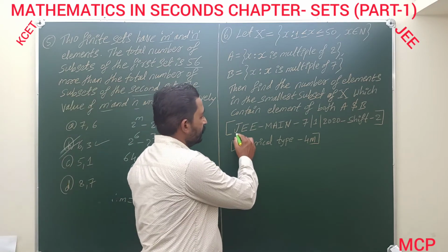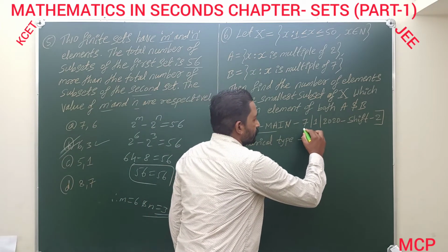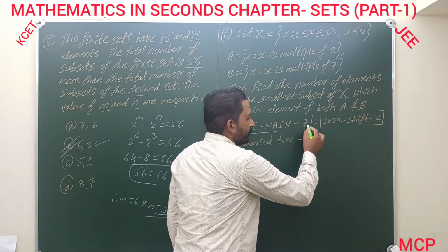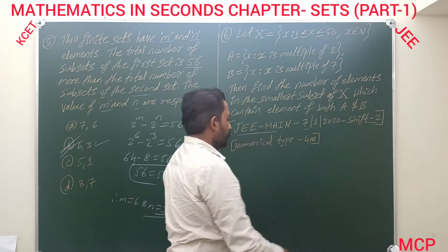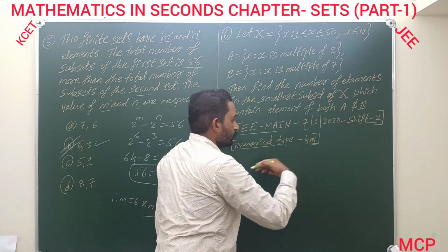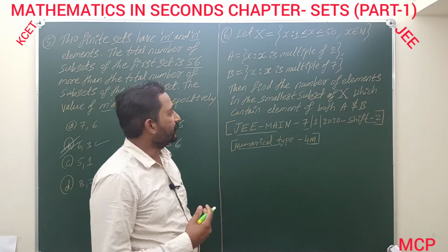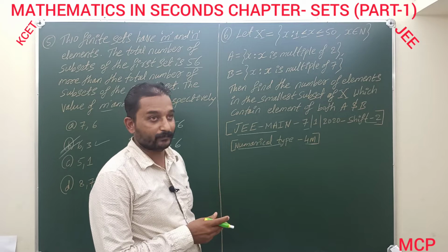So this is JEE Main, 7-1, date 7, month 1, 2020, shift 2 question, numerical type question, 4 marks. We can easily find the answer to this question by the shortcut method.